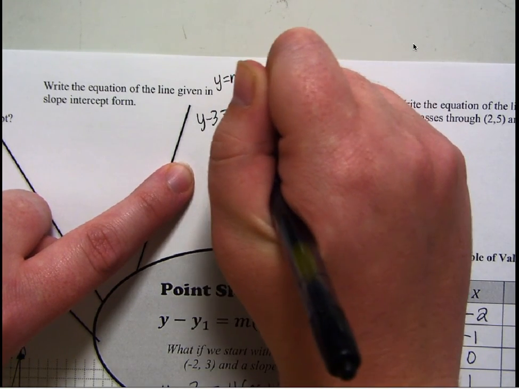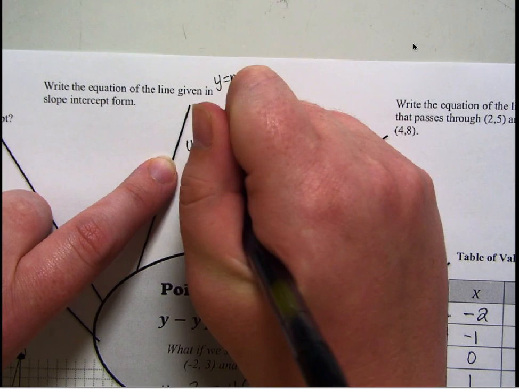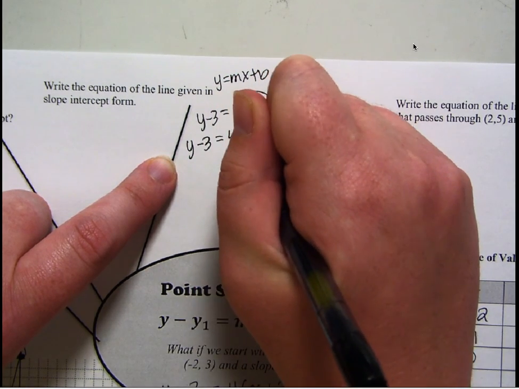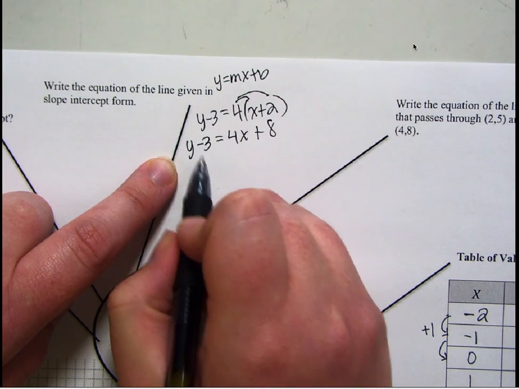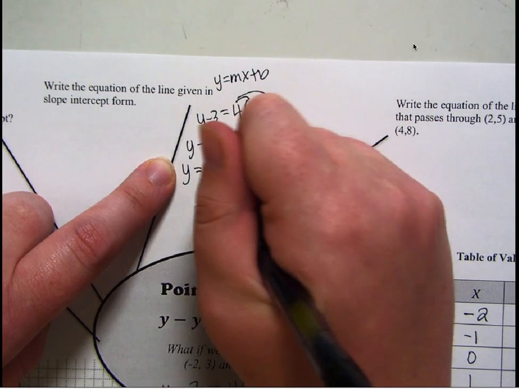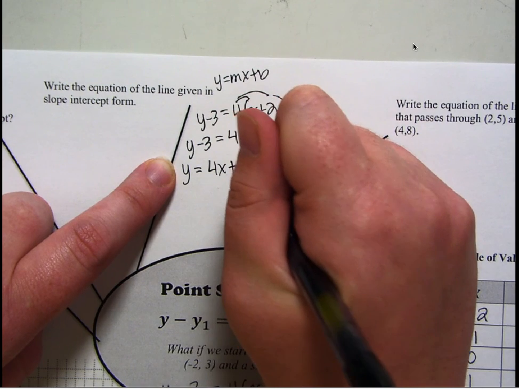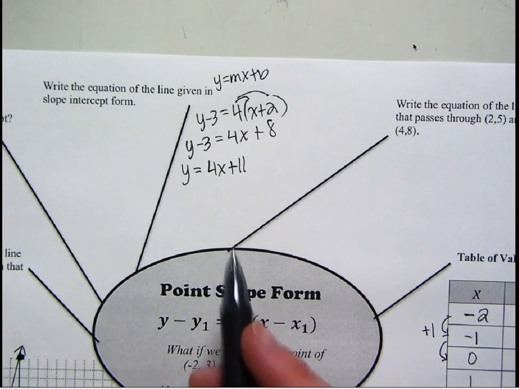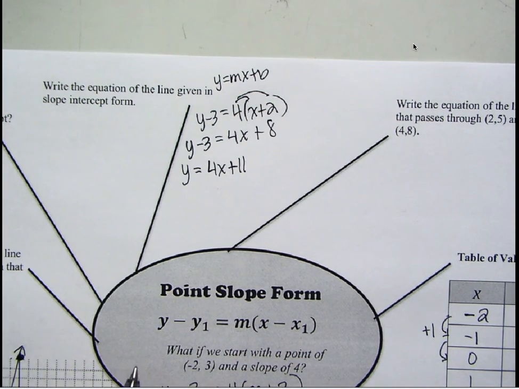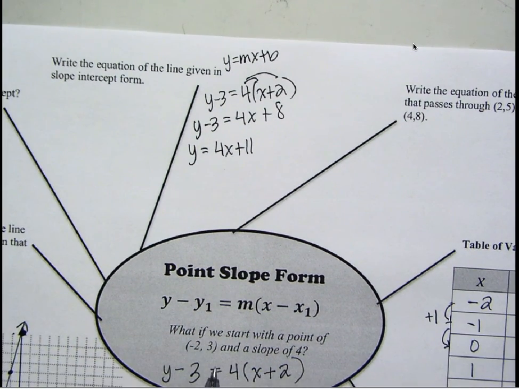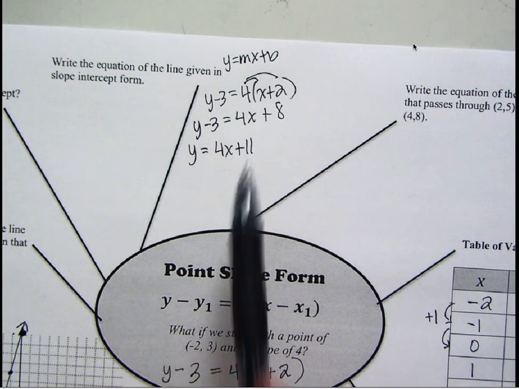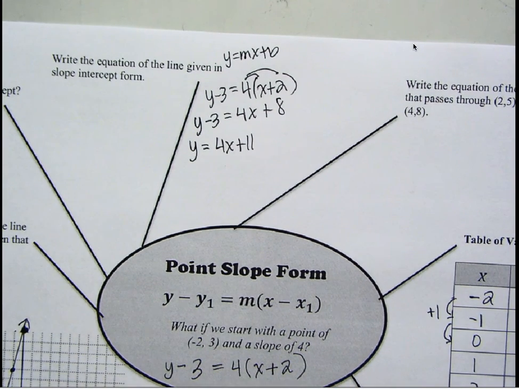And we're going to distribute the slope. Y minus 3 equals 4x plus 8. And then lastly, add 3. Y equals 4x plus 11. This is handy if I ask you a question about slope-intercept form, where you can start in point-slope form, and then pretty quickly, in just a couple steps, you can write it in slope-intercept form.